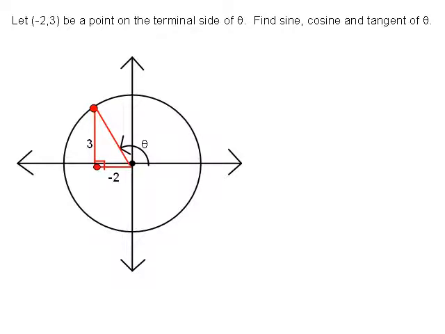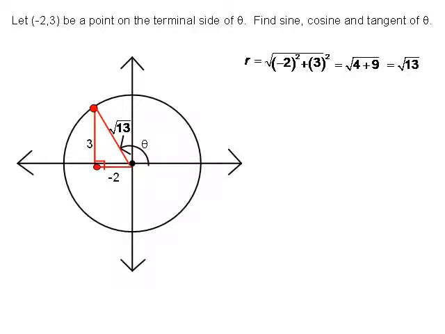So we have our right triangle and we need the radius of the circle. In order to find that radius, we need to use the Pythagorean theorem, and your radius is always the hypotenuse of your right triangle. So r squared equals (-2) squared plus 3 squared, or you can just do r equals the square root of (-2) squared plus 3 squared. Negative 2 squared is 4, 3 squared is 9, so r is equal to the square root of 4 plus 9, which equals the square root of 13.